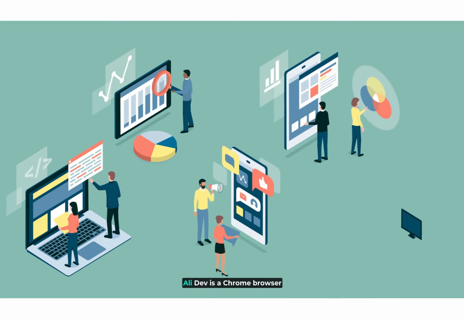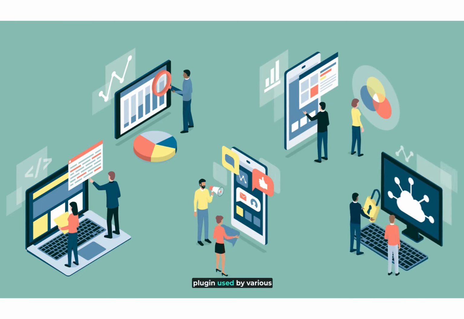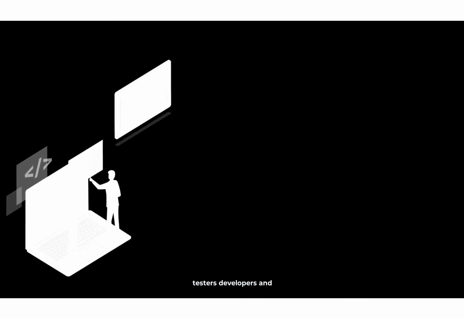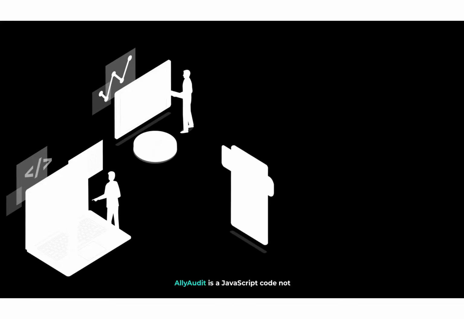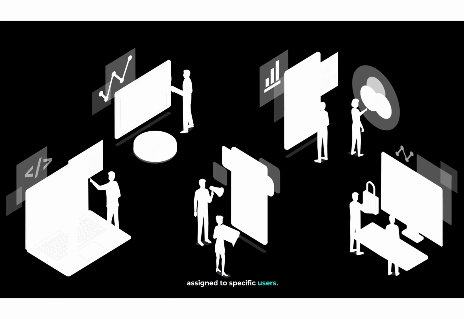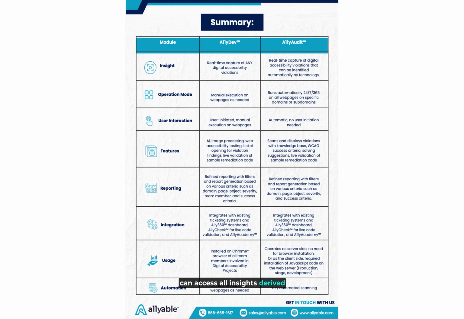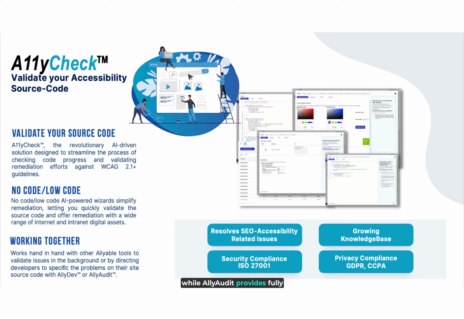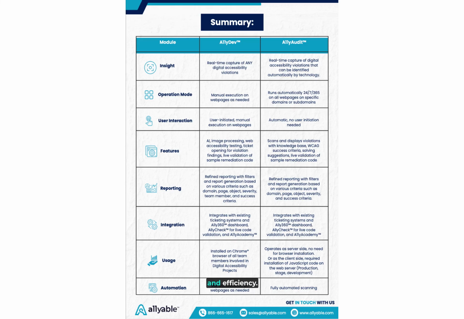Regarding usage, AllYDev is a Chrome browser plugin used by various team members, including product managers, testers, developers, and designers. On the other hand, AllYAudit is a JavaScript code not assigned to specific users. However, users with platform permissions can access all insights derived from AllYAudit. AllYDev requires manual activation on web pages, while AllYAudit provides fully automated scanning. When combined in a project, these tools significantly enhance its power and efficiency.